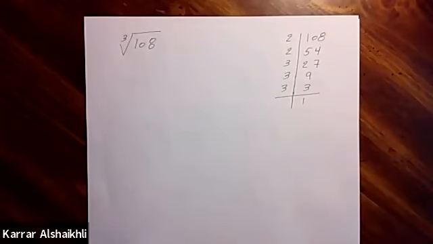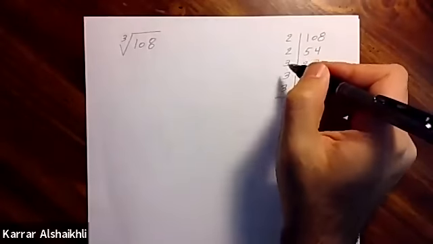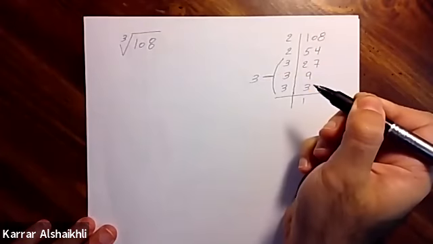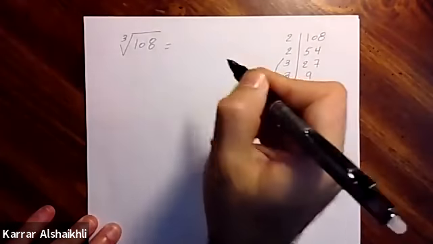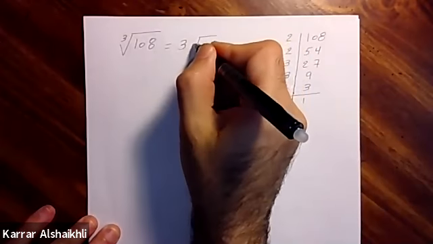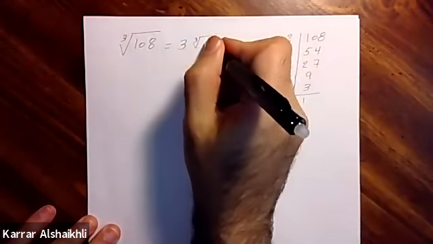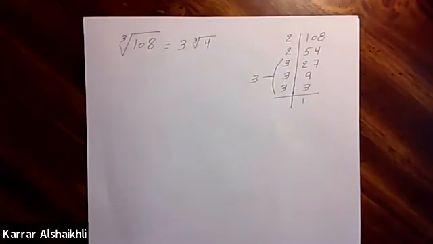I'm done. Now we need to find the cubic root of 108. So that means we're going to take every 3 similar numbers as 1. That means I'm going to take these 3 numbers because I have 3 similar numbers as 1. So I'm going to write down the 3 here. And here is the cubic root. The leftover 2 numbers, 2 times 2 is going to be 4. That means this is the solution in radical form to find the cubic root for 108.